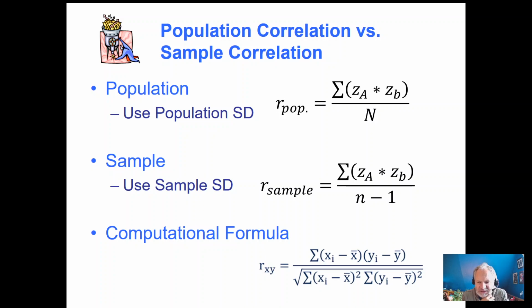So you calculate the z-scores per person and then multiply the two z-scores together, sum them up, and divide by n. So what you're basically looking at is the average of the product of the z-scores. That's when I use the population standard deviation. If I use a sample standard deviation, I'm dividing by n minus 1. It's basically the same calculation.